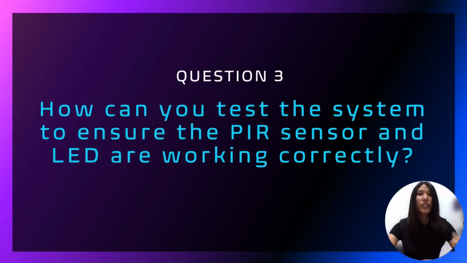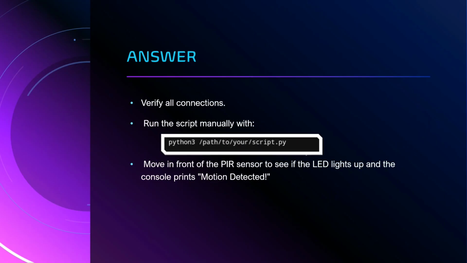Question 3. How can you test the system to ensure the PIR sensor and LED are working correctly? The answer is we need to double check all connections, then manually run the Python script, the code I showed. Then we move in front of the PIR sensor. The LED should light up and the console should print motion detected.